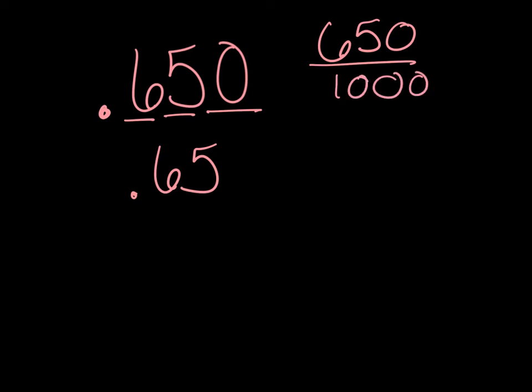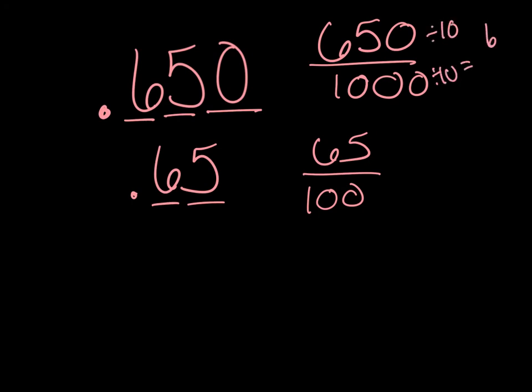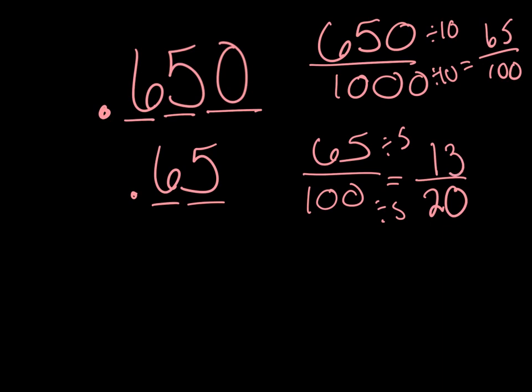Or if you simplified it first, you could have had 65, and this is tenths, hundredths. Either way, you'll still get the same answer. Because if you divide this by 10 and this by 10, you would have 65 hundredths. But this can be simplified. 5 can go into both of these. 5 goes into 100 20 times. 5 goes into 65 13 times. And that would be in simplest form.